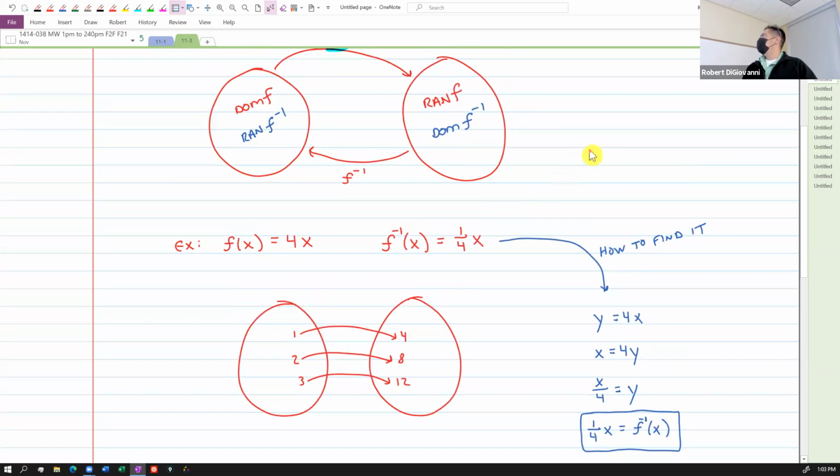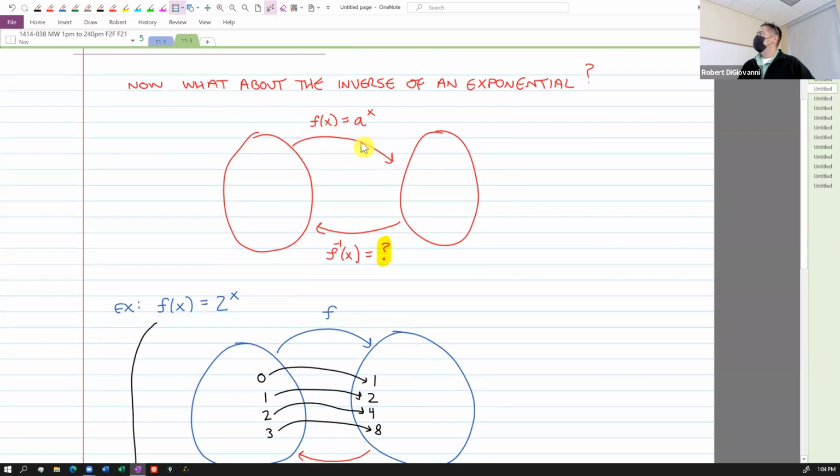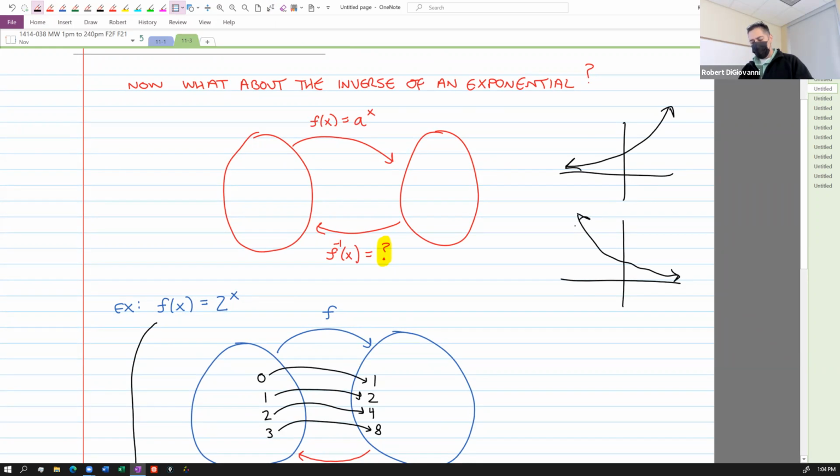Now what I'd like us to consider is what we talked about last class, which is the exponential function, right? If we take an exponential function, does it have an inverse? Think about a to the x, just a general exponential function. What do those look like again? There were two different cases: we could have growth, or we could have decay. In either case, we're one-to-one. These are one-to-one functions, so there should be an inverse. The question is, what is it? What is the inverse of an exponential function?